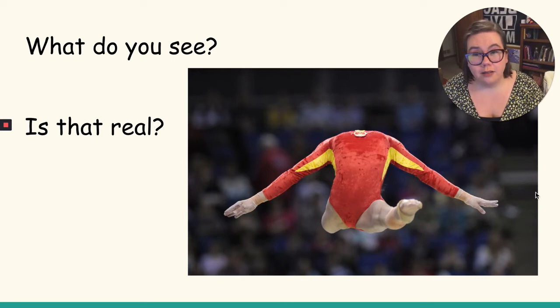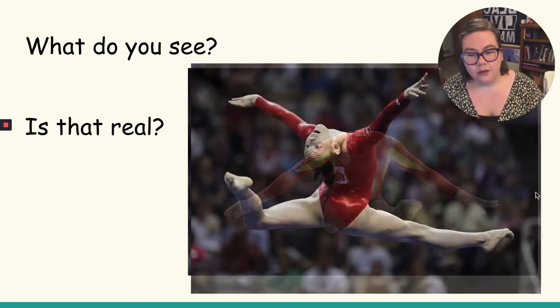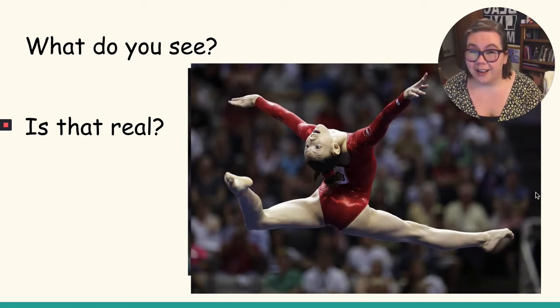So first of all, take a look at this picture. What do you see? And do you think it's real? Because on first look, it looks like a headless gymnast. However, if you look at it from a different angle, it's not a headless gymnast. It's just somebody doing a leap, and her head is tilted back. Her perspective, or the perspective that we look at this picture, makes a big difference.